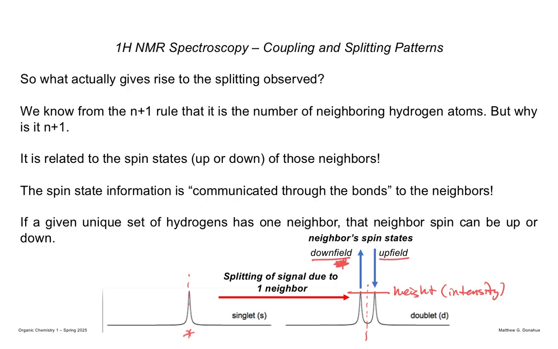So we know now that the up or down spin states lead to the +1, but then once we get to a triplet, why doesn't a triplet look like this, where the heights are just the same? Why is the center height double the outside ones?